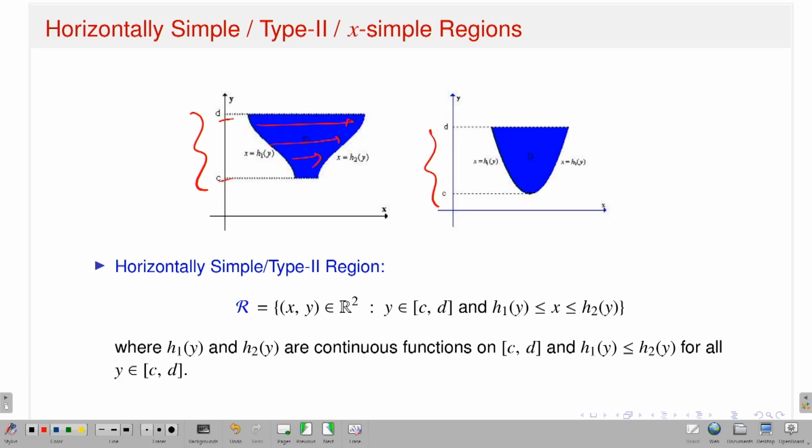Similarly, here y is fixed, and I am varying x from h1(y) to h2(y). If this is the case, this is called horizontally simple or type 2 region or x-simple region. Again, look, (x,y) belongs to R2, where y is running from c to d, y is fixed, right? c less than or equal to y less than or equal to d. However, your x varies from h1(y) less than or equal to x less than or equal to h2(y), where h1, h2 are two continuous functions on the closed interval c to d, with h1(y) less than or equal to h2(y).